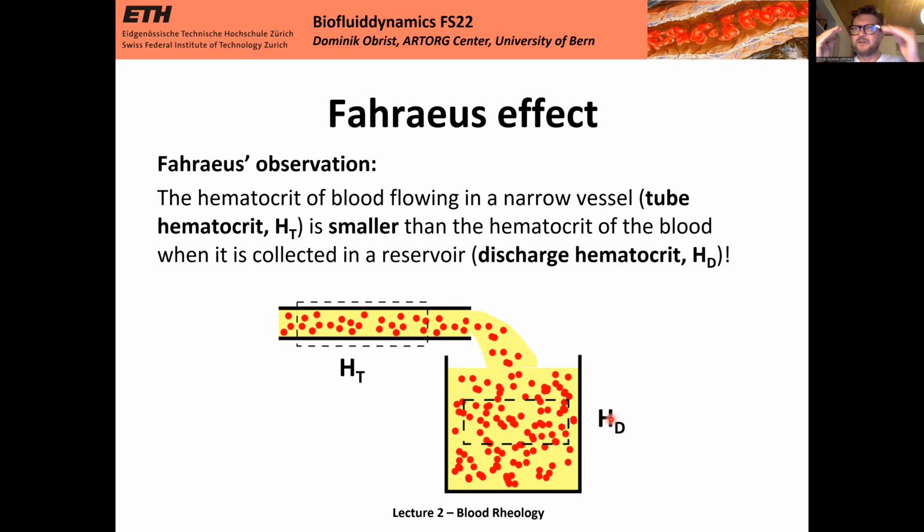And we see that this difference is actually changing with the diameter of the tube. If the tube is 1 millimeter or larger, the two hematocrits are actually the same. We don't see a difference. But as soon as the vessel becomes smaller, let's say 0.3, 0.1, down to capillary size, the hematocrit can be roughly 30% lower than the discharge hematocrit.